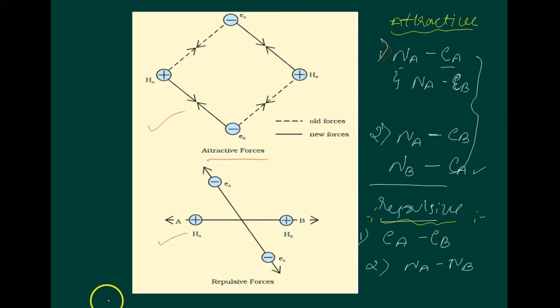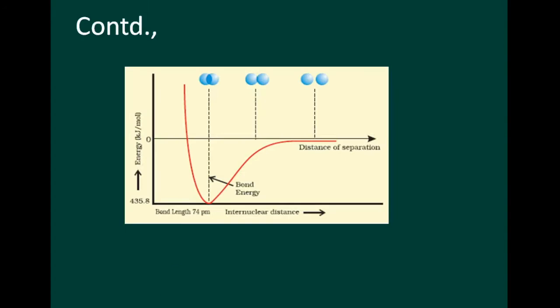Next, this figure is the potential energy curve for the formation of an H2 molecule as a function of the internuclear distance of the hydrogen atoms. The minimum in the curve corresponds to the most stable state of H2.